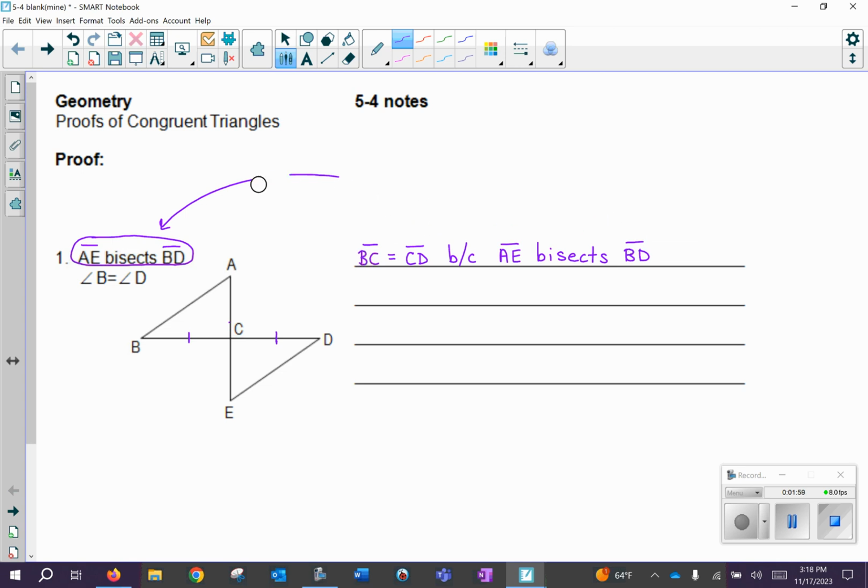All right, I need another piece of information. So again, I always look for what's given. I'll go to red. Here's my next one. This one's a gift, right? That's what Ms. Barber calls a gift because it's told to us. So I just go to the picture and mark it. Angle B equals angle D. Immediately write it. Angle B equals angle D. And our reason is given.